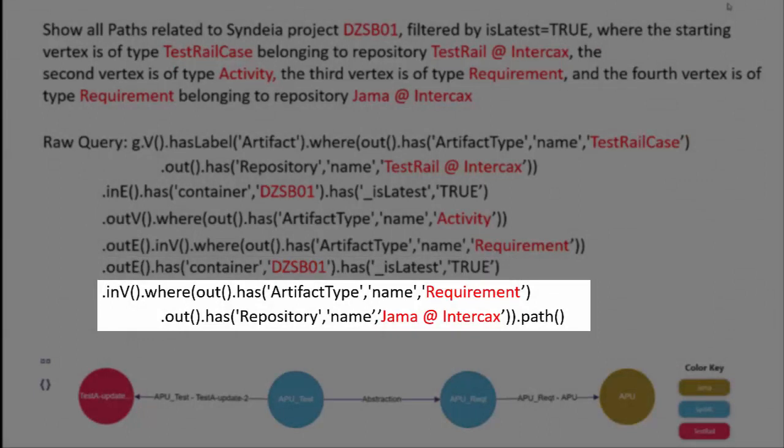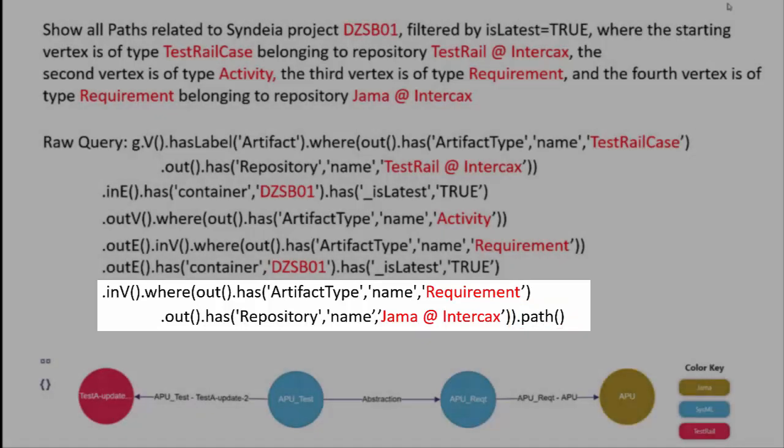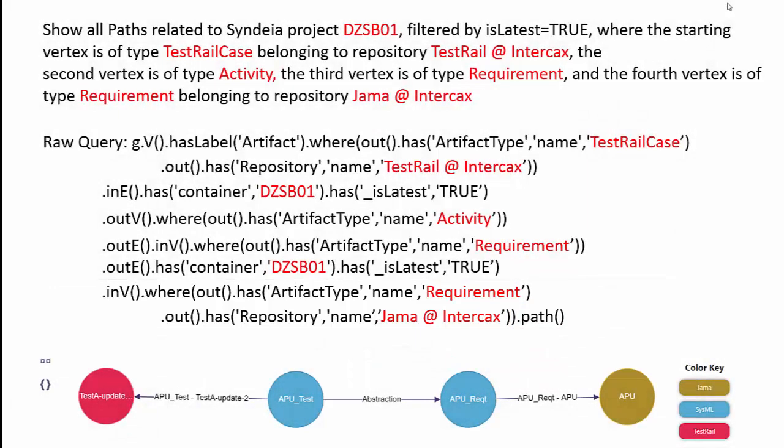This is also a requirement, but specifically a requirement from the JAMA at Intercax repository. As with the first vertex, we use the where command to filter the vertices without actually traversing those edges. This becomes important because we have added the path command at the very end. This shows us the full path of the traversal. Without it, only the final vertex, the JAMA requirement APU, would appear in the result.